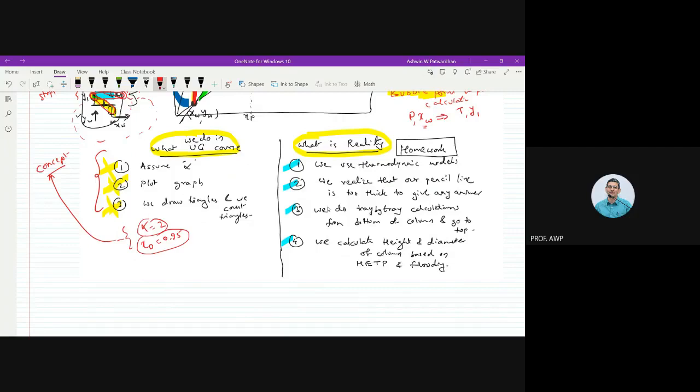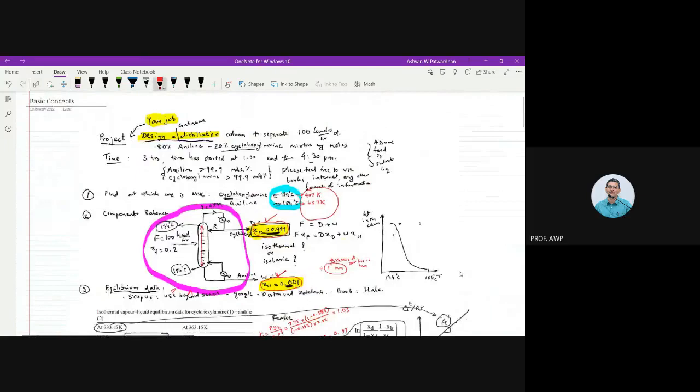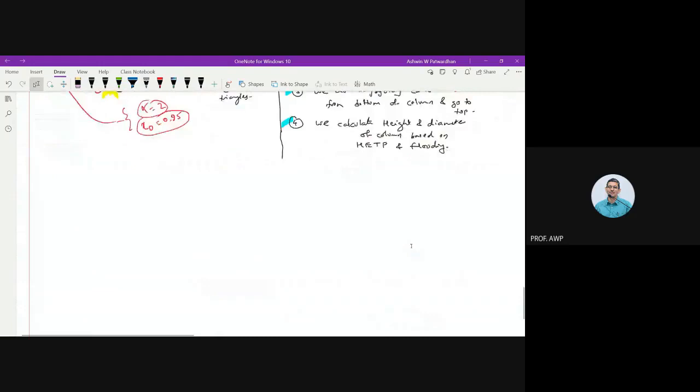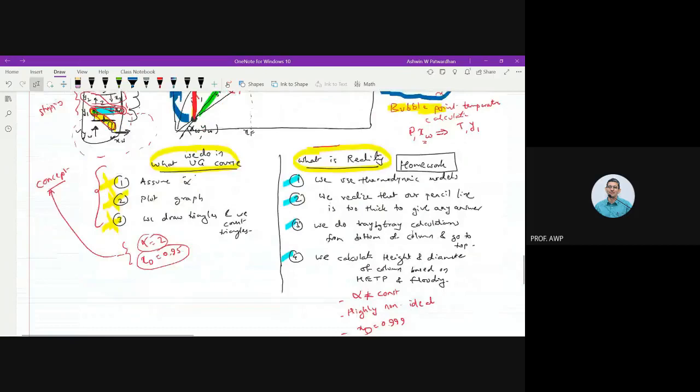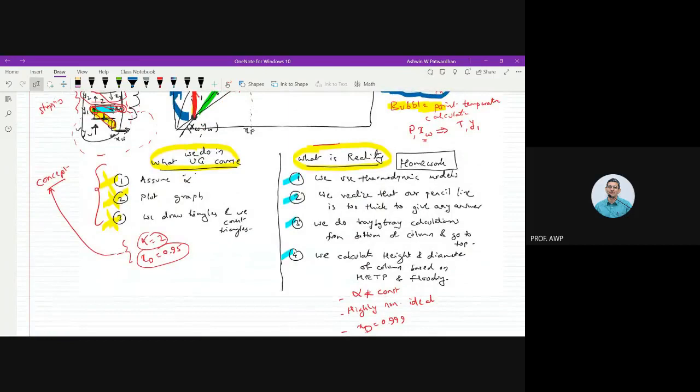Yes, sir. Now, it is your job. Where did we start with? Now, alpha is no longer constant. Alpha is not a constant number. It can be highly non-ideal. And we need purities like XD equal to 0.999. Therefore, it is not possible to draw a graph. Therefore, we are doing plate-by-plate calculations using thermodynamics. Do you agree? Yes, sir. Is your doubt resolved or not resolved?